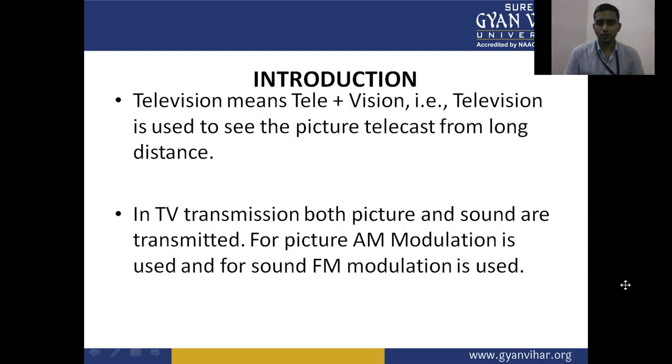In the TV transmission, both picture and sound are transmitted. For the picture, amplitude modulation is used, and for the sound, FM modulation is used. So in the TV system, AM is used for the picture, and sound modulation is based on FM modulation. AM and FM modulation were already discussed in the communication system in the previous semester.